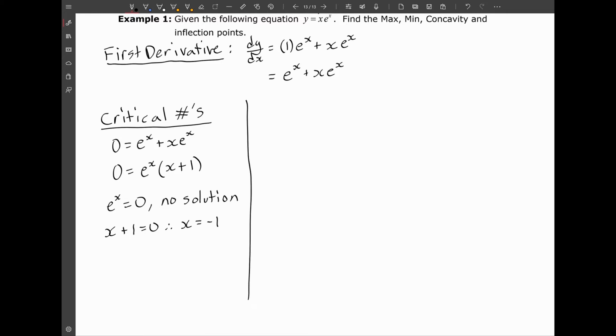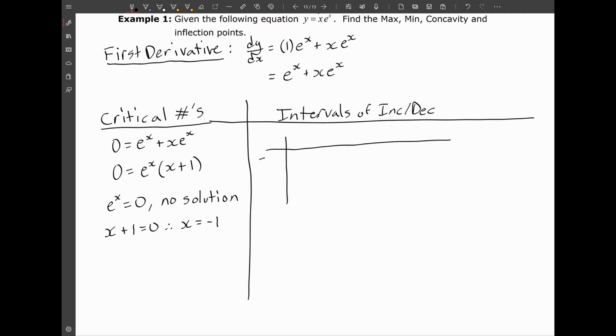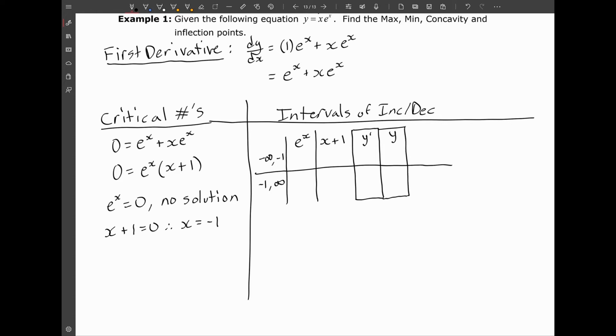So we're going to use that in our table for our intervals of increase and decrease. So I'm going to break this down from -infinity to -1, and then from -1 to infinity. We have e to the x and x plus 1 as our factors. And we're going to use those to figure out where y prime is positive and where it's negative. And then, of course, that will tell us where y is increasing and where y is decreasing.